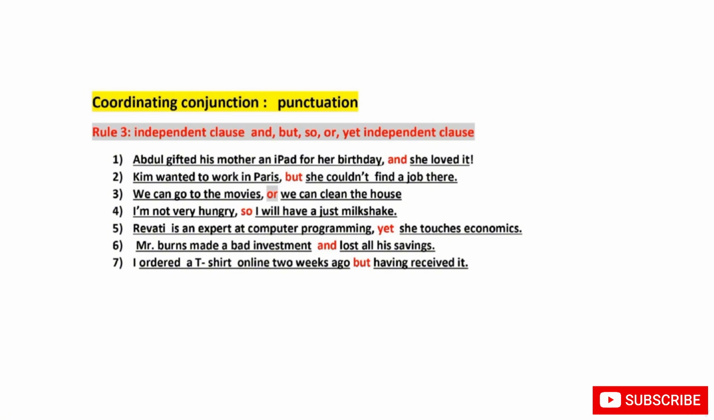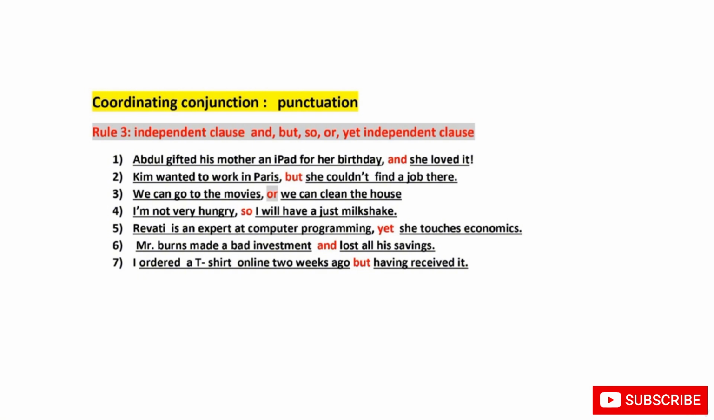In number 6, Mr. Burns is the subject, followed by two verb phrases. Made a bad investment is one verb phrase. Lost all his savings is another verb phrase. Remember the rule, if a conjunction only connects two words or phrases, no comma. It's the same in number 7. The subject is I, then there are two verb phrases. Ordered a t-shirt online 2 weeks ago is the first phrase, and still haven't received it is the second phrase, so no comma.